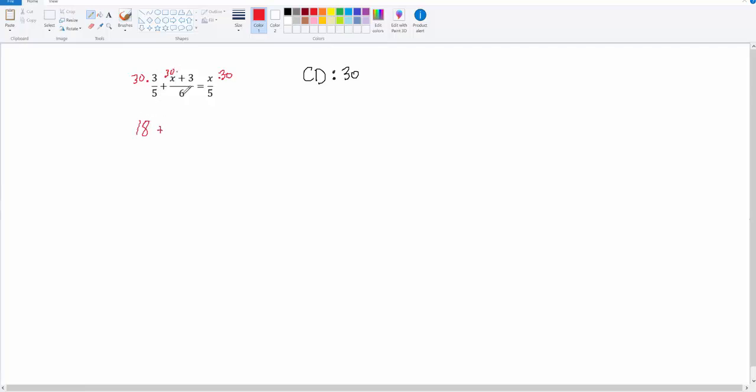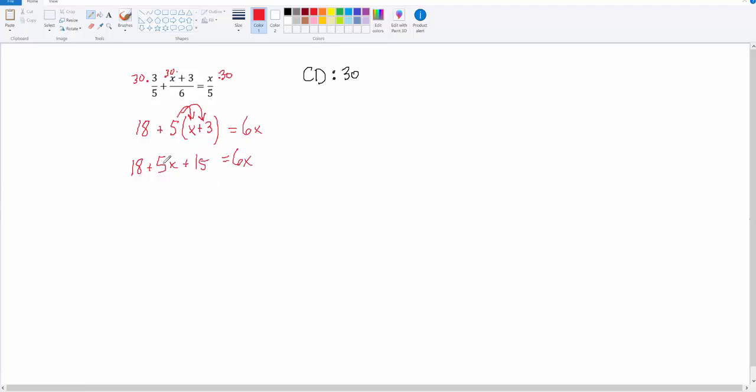Plus here, the 30 divided by 6 is 5. So I'm left with a 5 times x plus 3. And then 30 divided by 5 is 6x. Oh, that should be an equals. Sorry about that. Equals 6x. I'm going to distribute into the parentheses to get rid of those. That gets me 18 plus 5x plus 15 equals 6x.